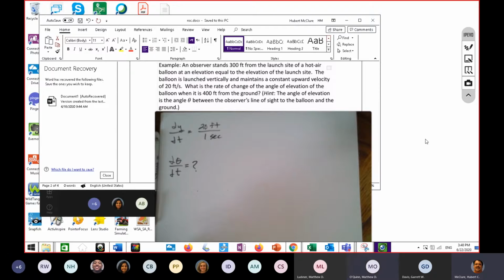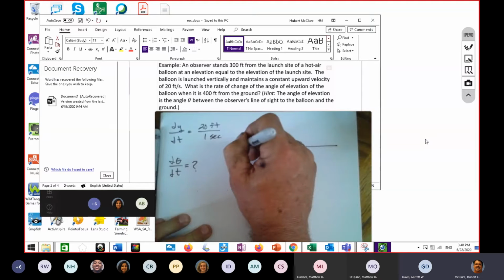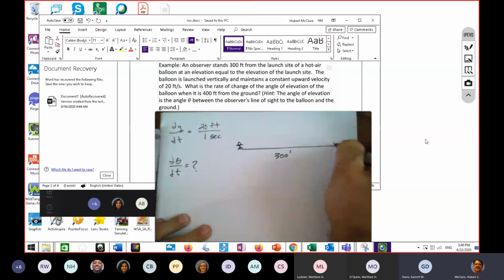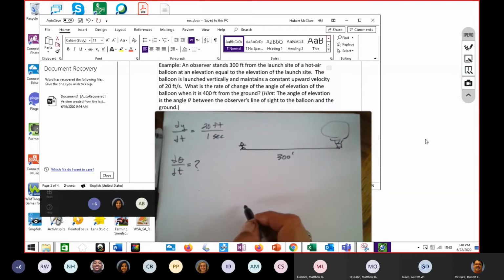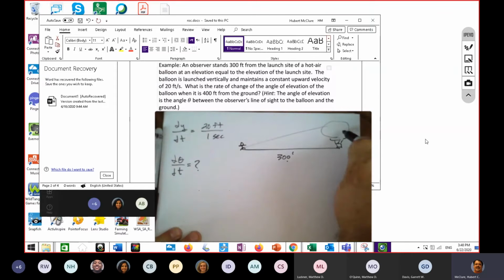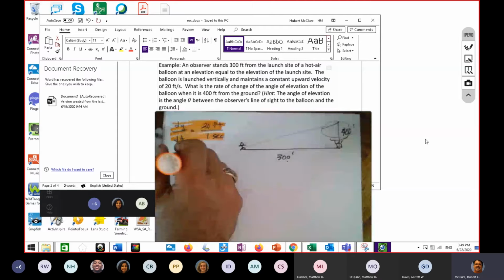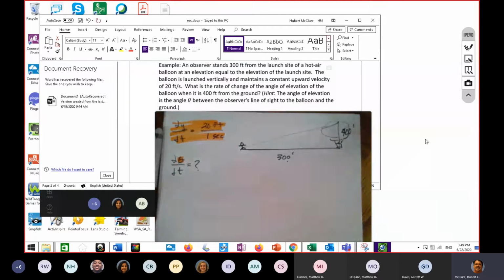So let's draw a picture. Draw the picture 300 feet away. Here's your person, and there's the balloon. So we've got 300 feet here. We've got theta, and this is going to be 400 feet up eventually. But we already have dy/dt. We know we're going to be looking for d theta/dt, so we have to find something. We've got a trig function here.